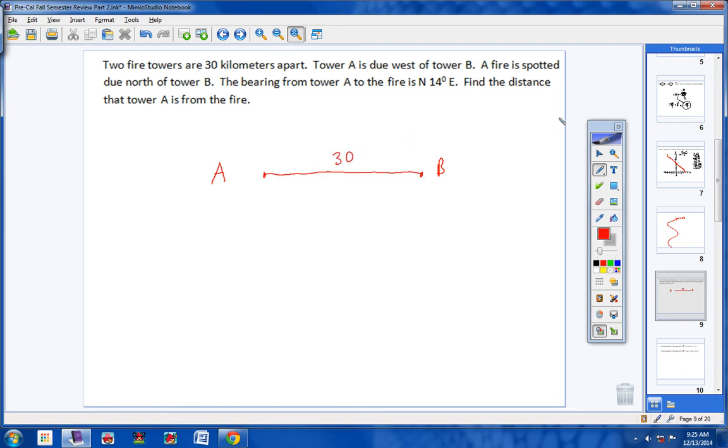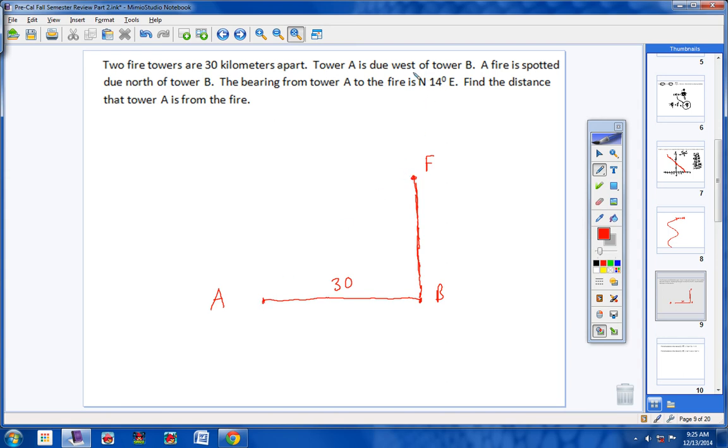A fire is spotted due north of Tower B, so I better slide this down to give me some room here. A fire is spotted due north of Tower B. Remember, guys, when you're drawing your diagrams, use just points and lines. Okay, points and lines. The bearing from A to the fire is north 45 east. Okay, so come on, guys, please know what that means. The bearing from A to the fire. I'm gonna put F for fire. Okay, so from here, from A to F, the bearing is this.